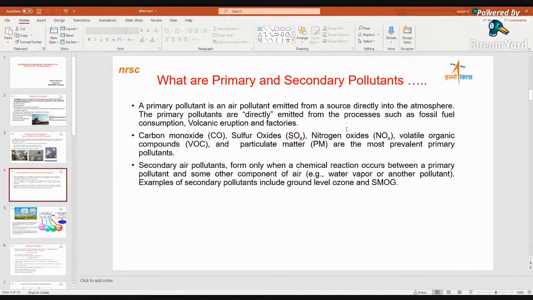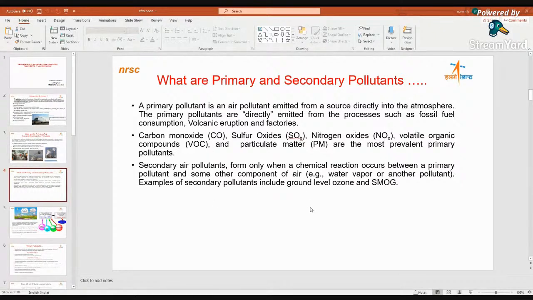Nitrogen oxides here are NO plus NO2; you can call them nitrogen oxides in simple terms. NO is nitrogen monoxide, and NO2 is nitrogen dioxide. And sulfur oxide, you can call it sulfur dioxide. And this is carbon monoxide, and these are volatile organic compounds.